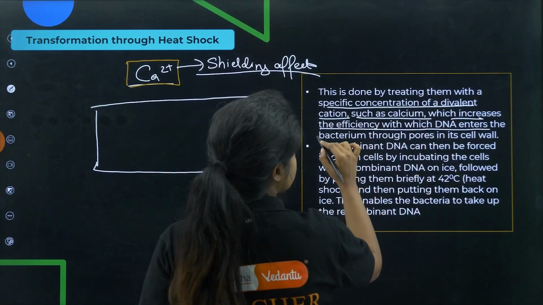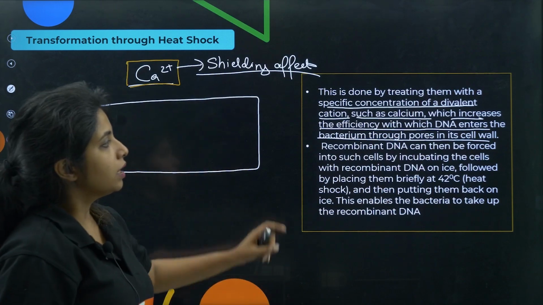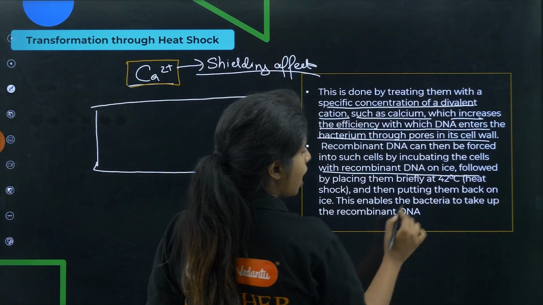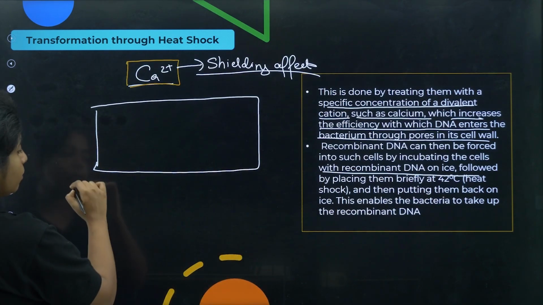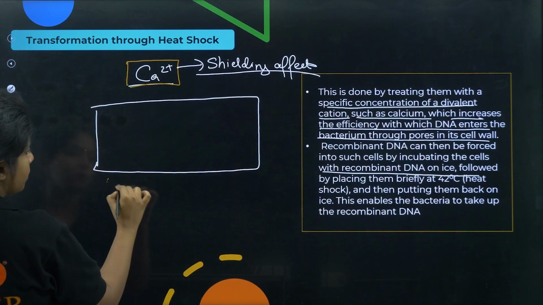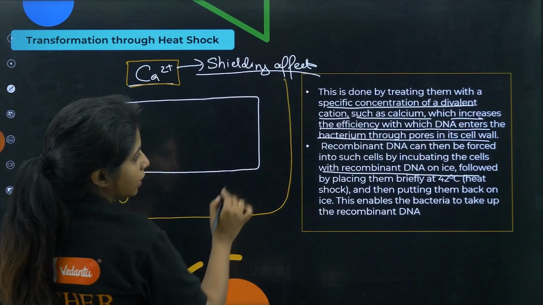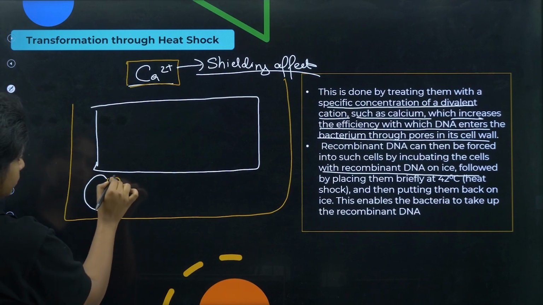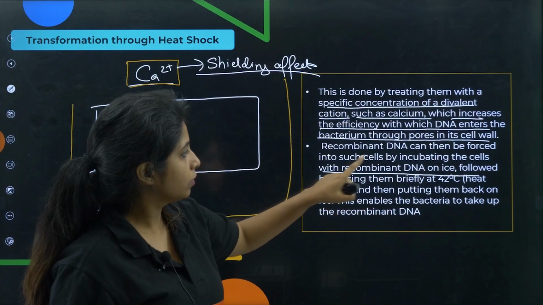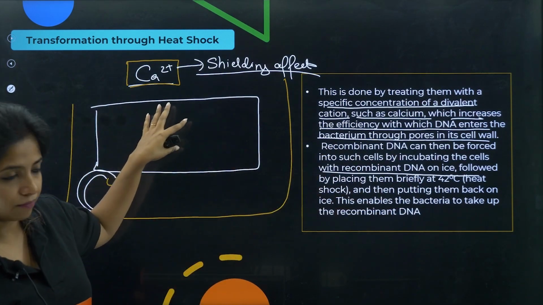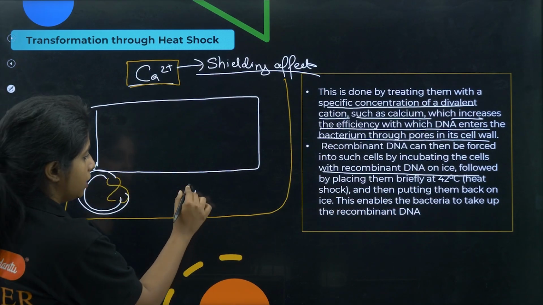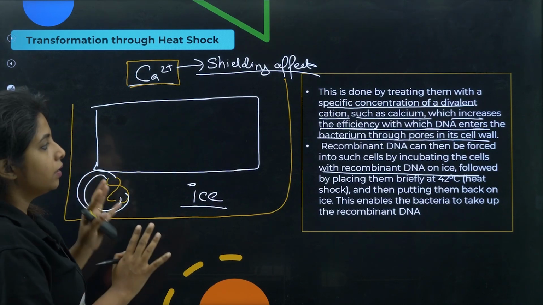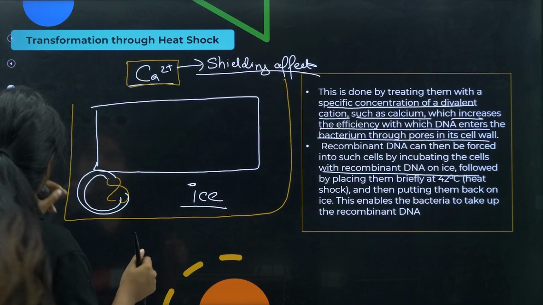efficiency with which DNA enters the bacterium through the pores in its cell wall. Now, recombinant DNA can then be forced into such cells by incubating the cells with recombinant DNA on ice. So the first thing that I am putting is my plasmid of interest, or my DNA of interest, and then I am treating the whole thing. What is happening, children? There is a recombinant DNA that I have in a plasmid, suppose. Now I am incubating the cells with the recombinant DNA, and the temperature is quite low because it is icy. Now, instantly I am changing things.